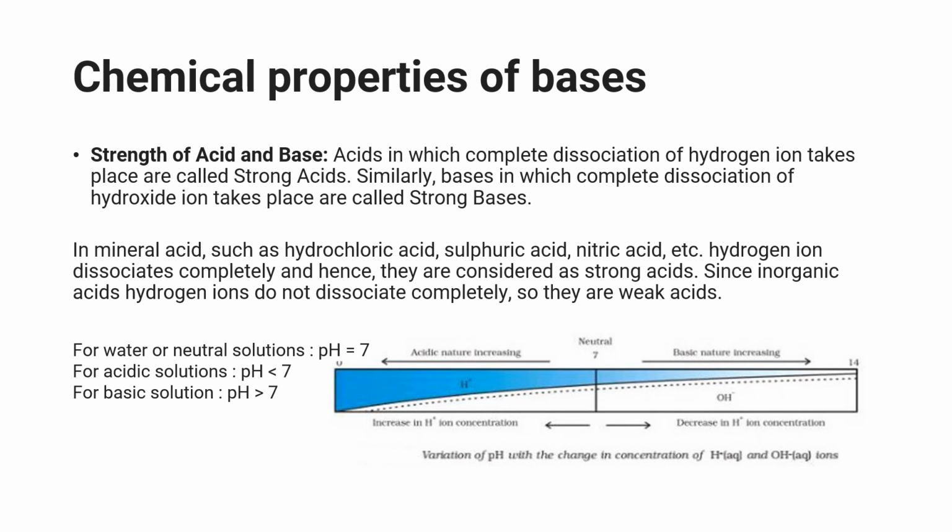Since in organic acids hydrogen ions do not dissociate completely, they are weak acids. For water or neutral solution, pH is equal to 7. For acidic solution, it is less than 7, and for basic solutions, it is greater than 7.